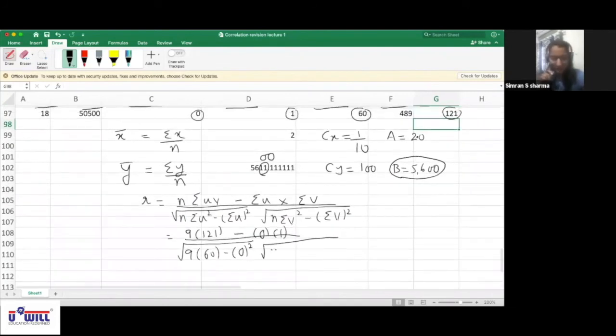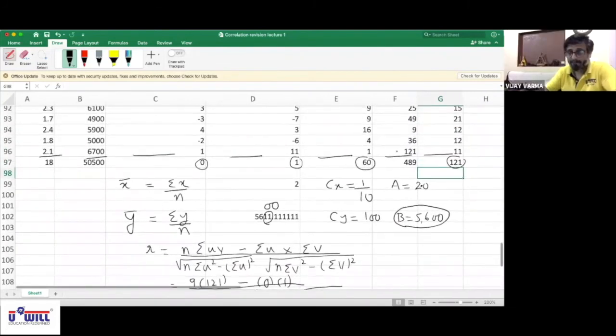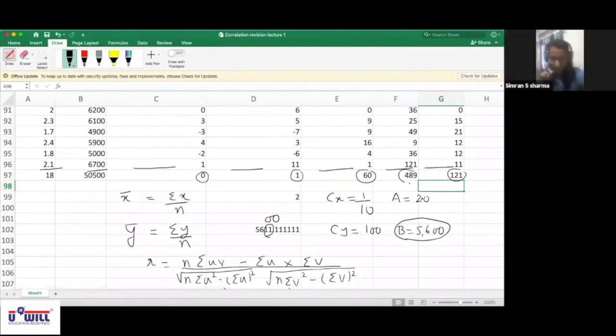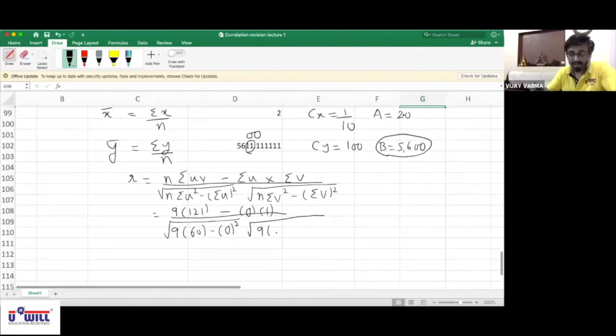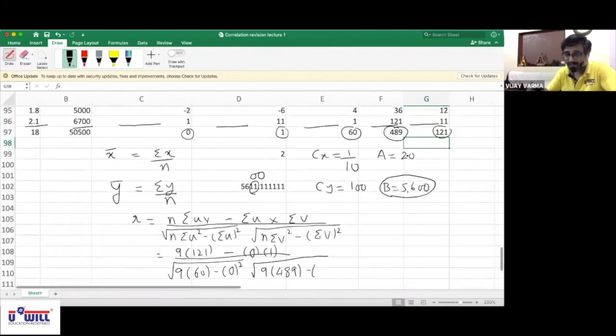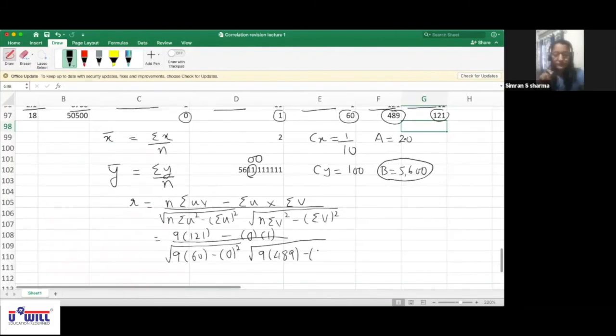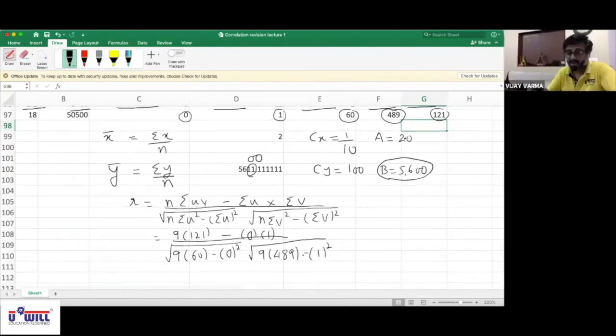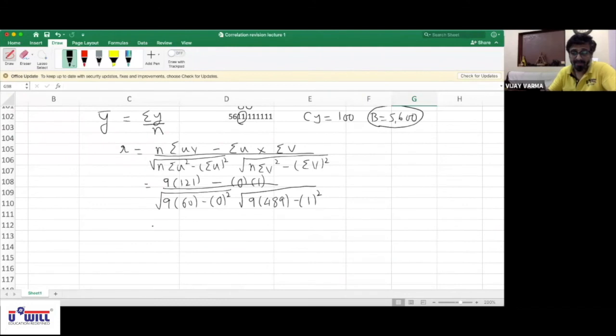Now tell me again n. n is 9. Sigma v square is 489, minus sigma v whole square. Now tell me carefully, like sigma u whole square, what is sigma v whole square? 1. Very good, 1 square. Sigma v whole square means 1 square. Mute yourself.